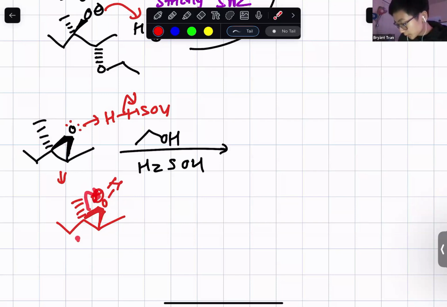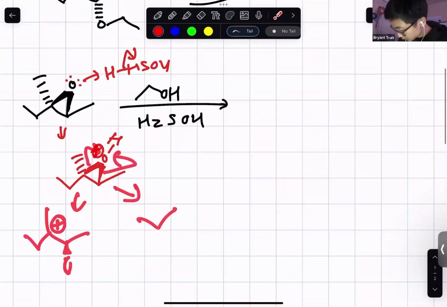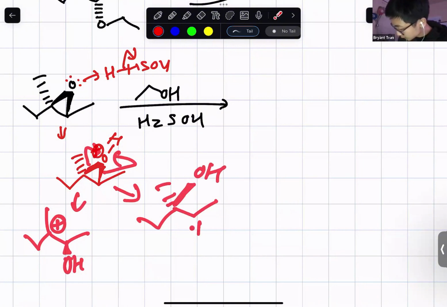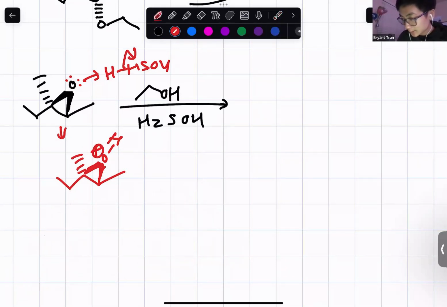If it leaves this way, we're gonna form this carbocation. If it leaves that way, we're going to have this carbocation right here. Which carbocation would you say is more stable? First one, right? Because the more substituted the carbocation is, the more stable it's going to be. So the more substituted carbon here will have a bigger partial positive charge, and the less substituted carbon here will have a smaller positive charge.